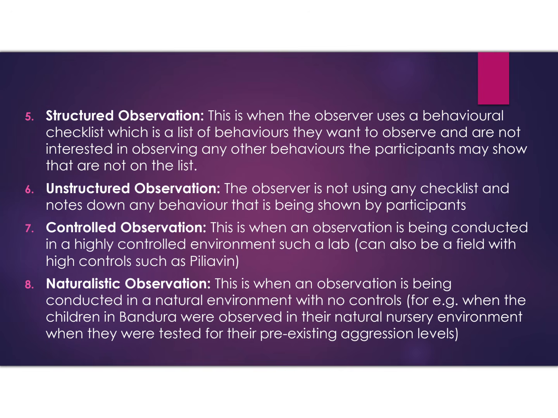And a naturalistic observation is when we're observing the participants in a natural environment with little to no controls. For example, if you are observing animals in the jungle in the natural habitat, you're not controlling the environment in any way, it's completely natural, and you're simply observing them, that would be a naturalistic observation.